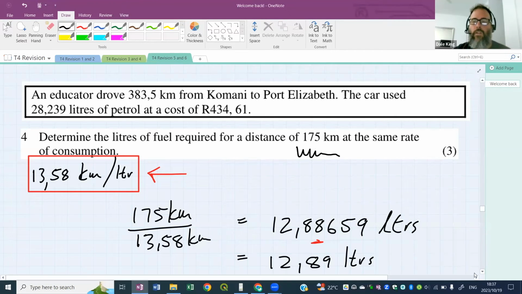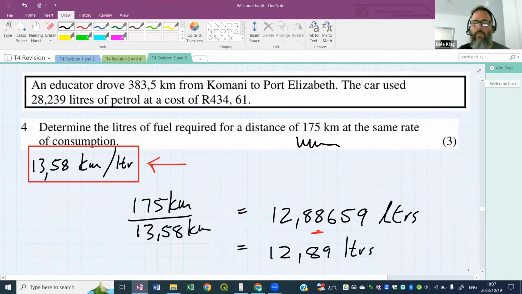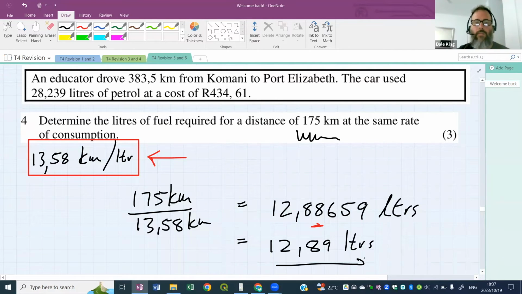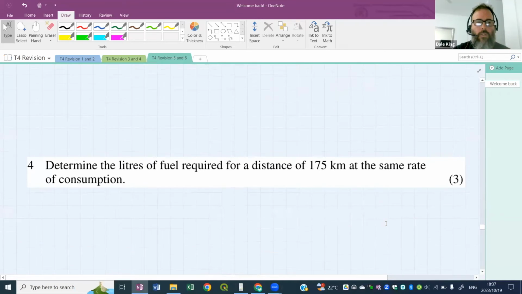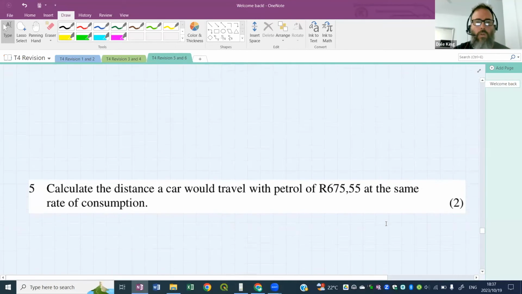Okay, let's go down and make sure all the questions are right there. Liters of fuel required for distance at the same rate. Yep, we're good. We got it. All right, there we go. Well done, everyone. Okay, what else is next? What else have I got for you? We've answered 3. We've answered 4. Oh, here's another one.